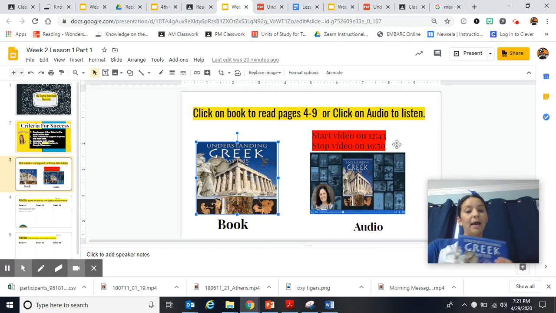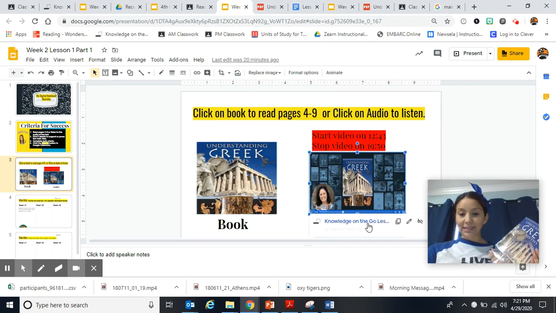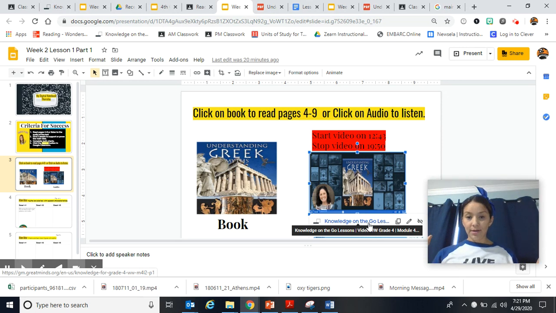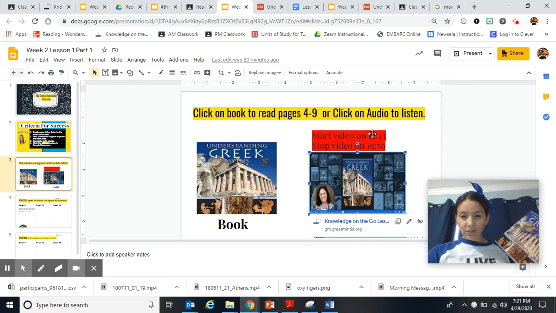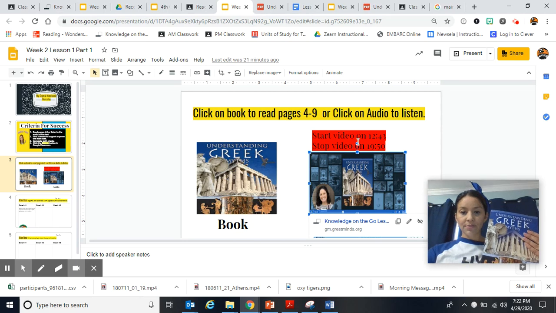If you're like, okay, I got to listen to this, I cannot read it right now just by myself, you would click here where it says audio. But hold on. See this message in red? I put it in red so that you guys can pay attention to it. It says start the video on 12:43 and stop the video at 19:50. You can watch the whole video if you want, but I'm telling you what section reads the story to you. So that's the one that you want to focus on.